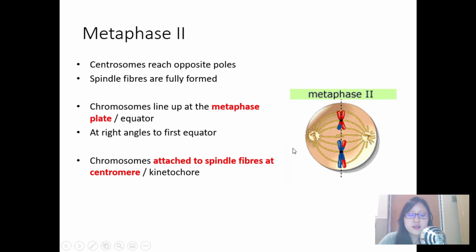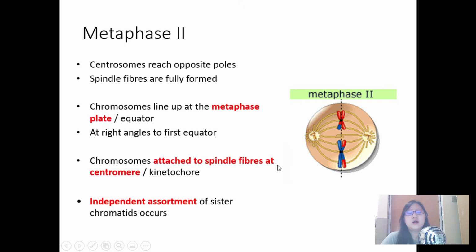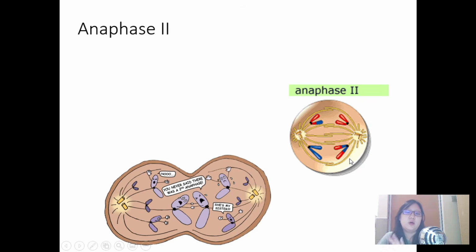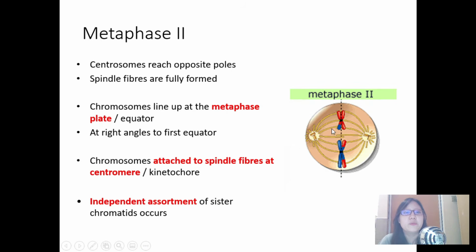Now chromosomes are attached to spindle fibers and centromere, and the only thing that's special here is that there is independent assortment of sister chromatids. It could be this way around or it could be flipped. It doesn't matter. The blue could be on the left side, or the blue bit can be on the right side, depending on the cell. It's sort of random. The second chromosome is the same. It could be red bits on this side, or the red bits could be on that side. That's the only different part about metaphase 2 compared to mitosis.